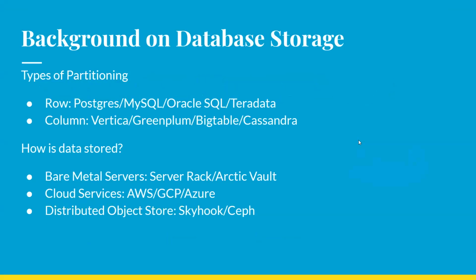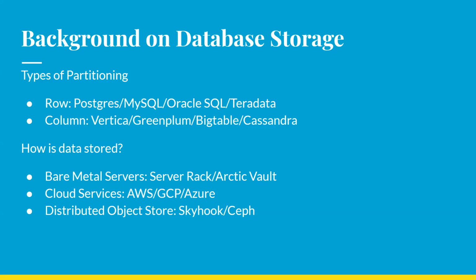So before we start talking about Skyhook, let's go over database storage real quick. First, there are two types of partitioning that a database does. One is a row-based partition, which is handled by databases such as Postgres, MySQL, Oracle SQL, and Teradata. And then there's column partitioning, which is handled in Vertica, Greenplum, Bigtable, or Cassandra.